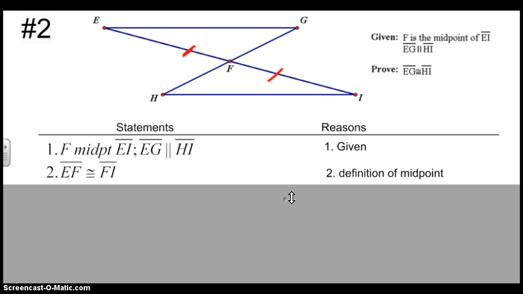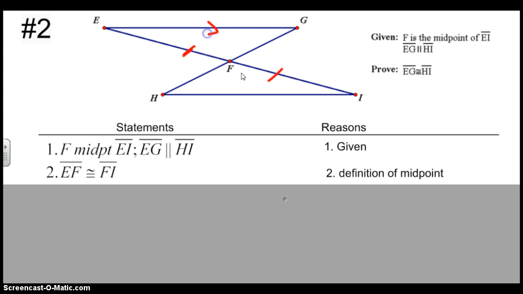Now, a lot of times, these proofs could go many directions. So some of you might be looking to use vertical angles here, which would not be incorrect at all. You could definitely do that. But I'm trying to focus on my next piece of given information, which is that EG is parallel to segment HI. Now, parallel lines give us angle relationships, right?